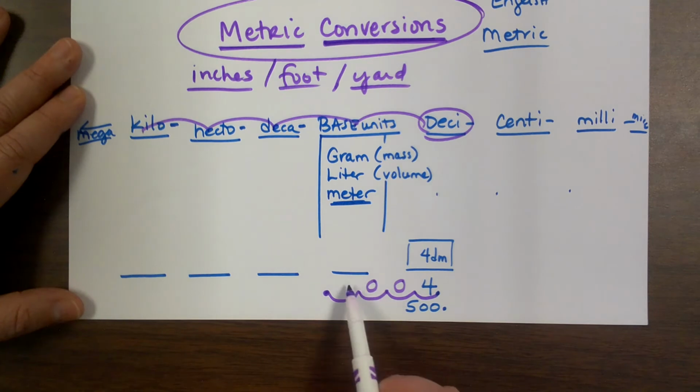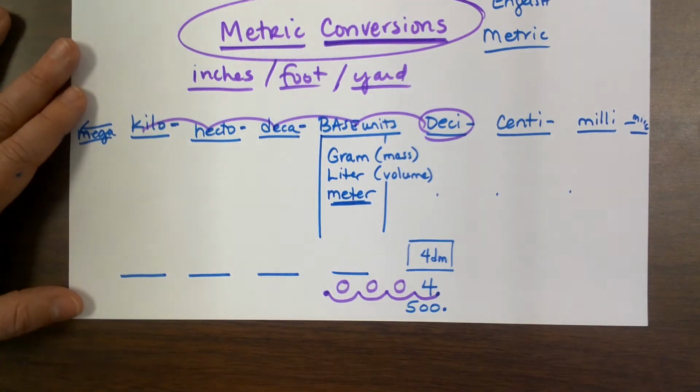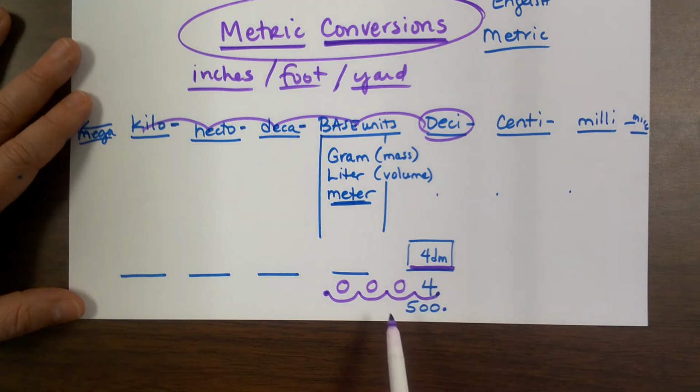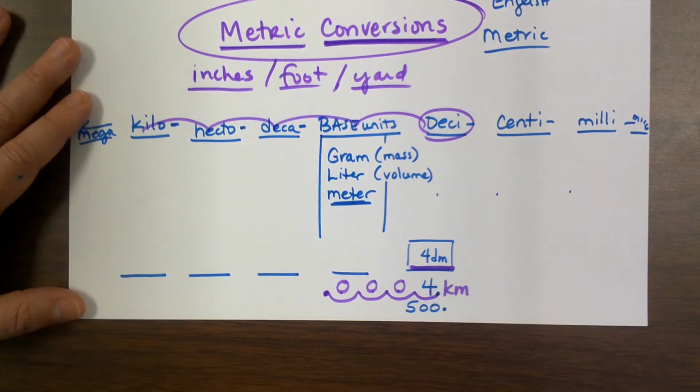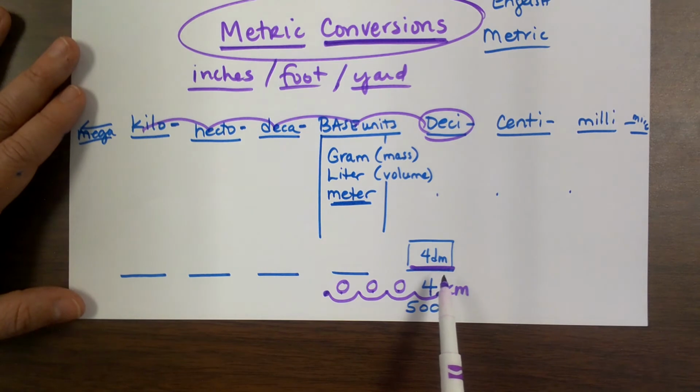And all those spots are held in place by zeros. So 4 decimeters is the same as 0.0004 kilometers. All right, because a kilometer is a whole lot bigger than a decimeter.